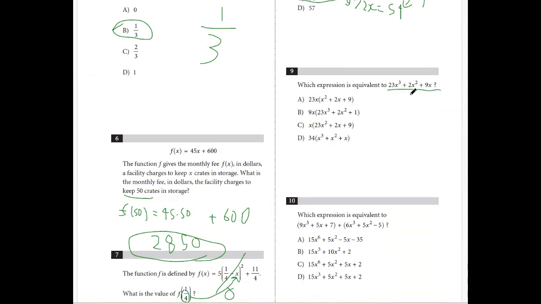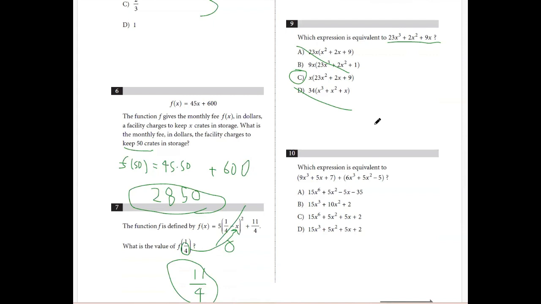I don't see anything in common between 23, 2, and 9. So automatically all of A, B, and D are incorrect. The only common thing I can see here is X. So C is correct because I put the common thing right in front and then group the rest together. Okay, number 10, which expression is equivalent to this?